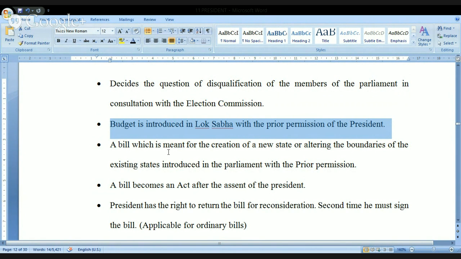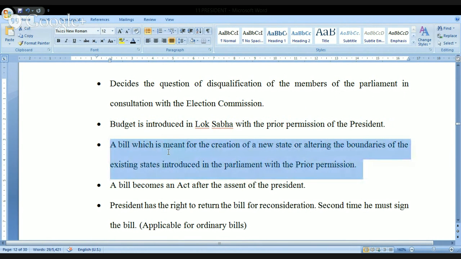Now, next one. This also we know: under article number 3 of the Indian Constitution, there is a procedure for the creation of the new states, formulation of the new states. And during that time, we have understood that any bill which is meant for the creation of the new states will be introduced in the Parliament only on the prior permission of the President. Look at this. A bill which is meant for the creation of a new state or altering the boundaries of the existing states is introduced in the Parliament with the prior permission of the President. Right? This point we already know.